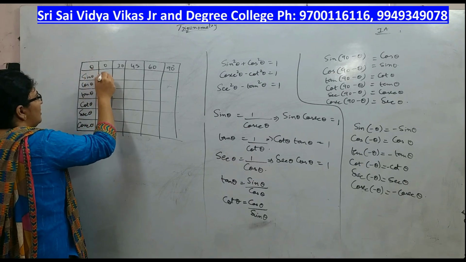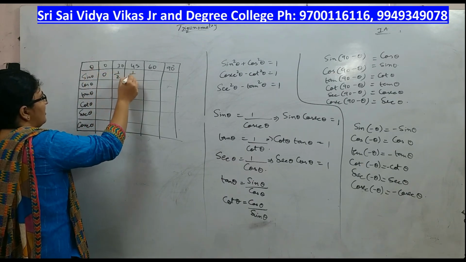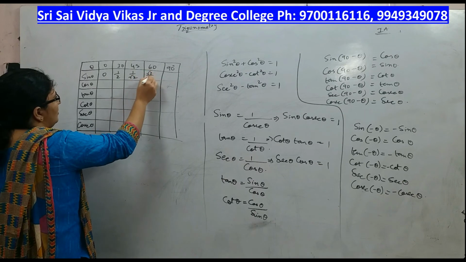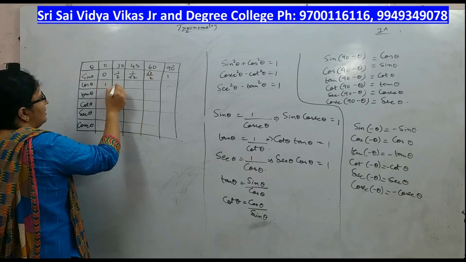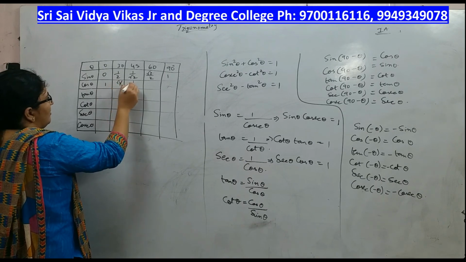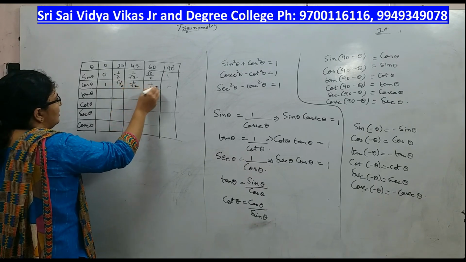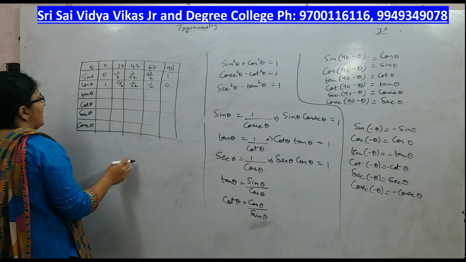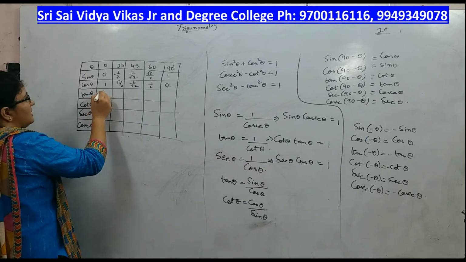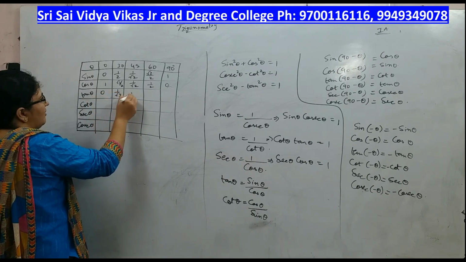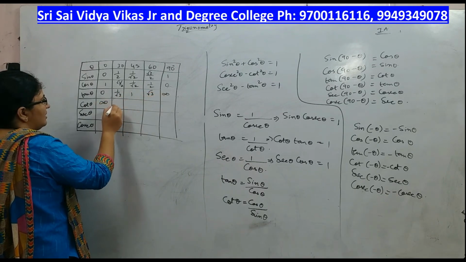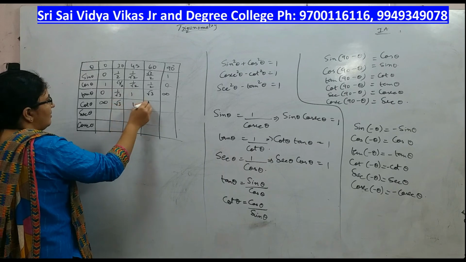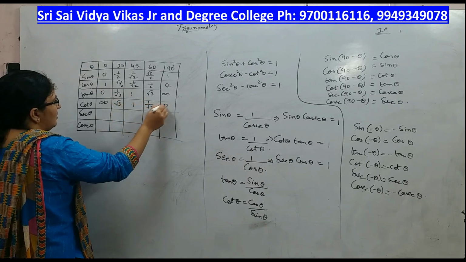Sin theta: 0, 1 by 2, 1 by root 2, root 3 by 2, 1. Cos theta: 1, root 3 by 2, 1 by root 2, 1 by 2, 0. Tan is sin by cos: 0, 1 by root 3, 1, root 3, infinity. Cot is the reverse: infinity, root 3, 1, 1 by root 3, 0.